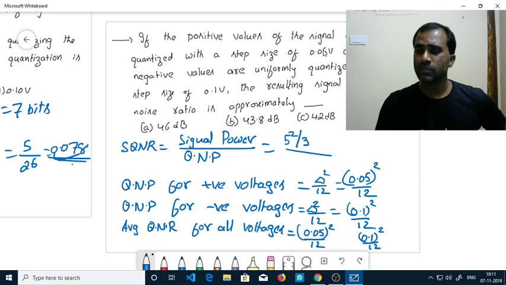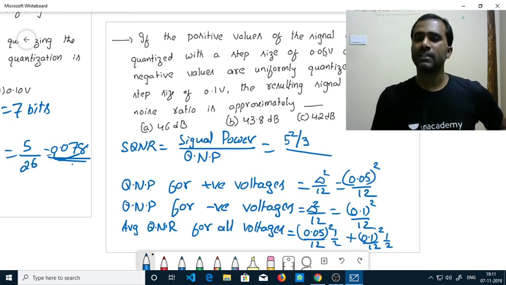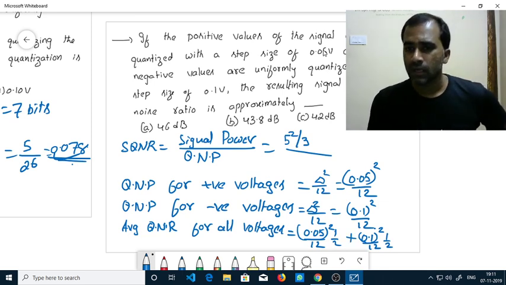And how do we average these values? For positive voltages, what is the probability? It is half. And for negative voltages also, it is half. Whenever we want to average values which have probabilities, how do you do that? You just multiply the values which you want to average with their corresponding probabilities and then do addition. You'll get the average. Okay, it is very simple.